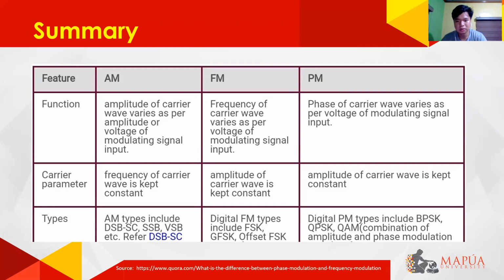In types, in AM we have different types: double sideband suppressed carrier, single sideband, vestigial sideband, and many more. For FM we have FSK, GFSK, offset, and many more. And for PM, digital PM types include BPSK, QPSK, QAM, a combination of amplitude and phase modulation, and many more.